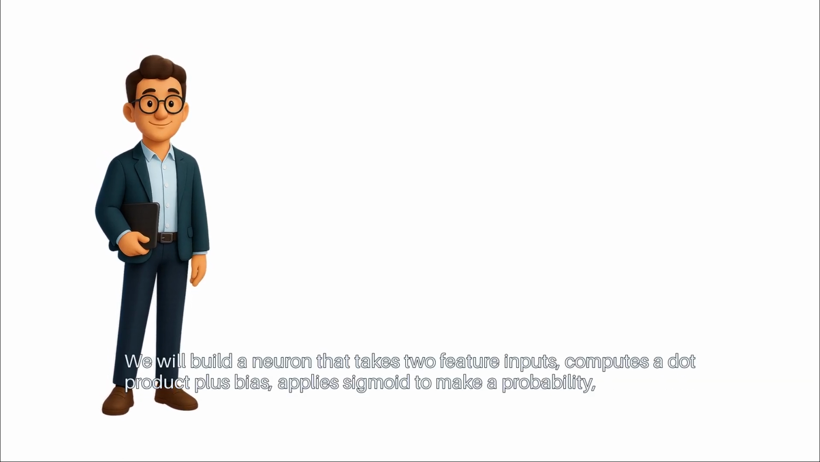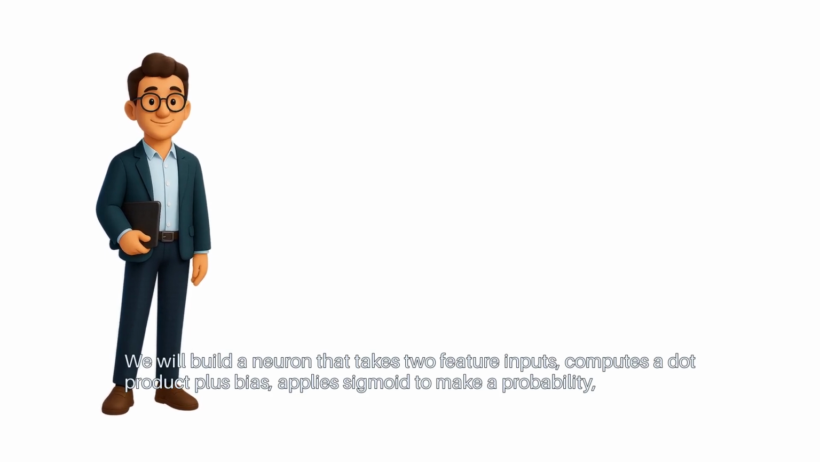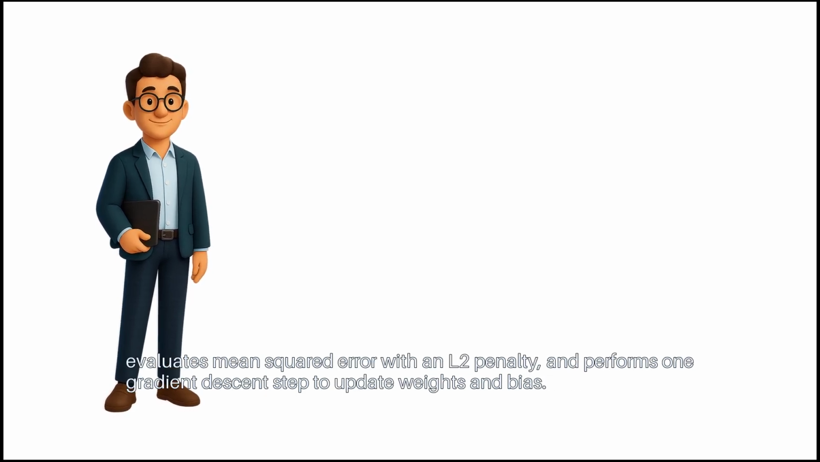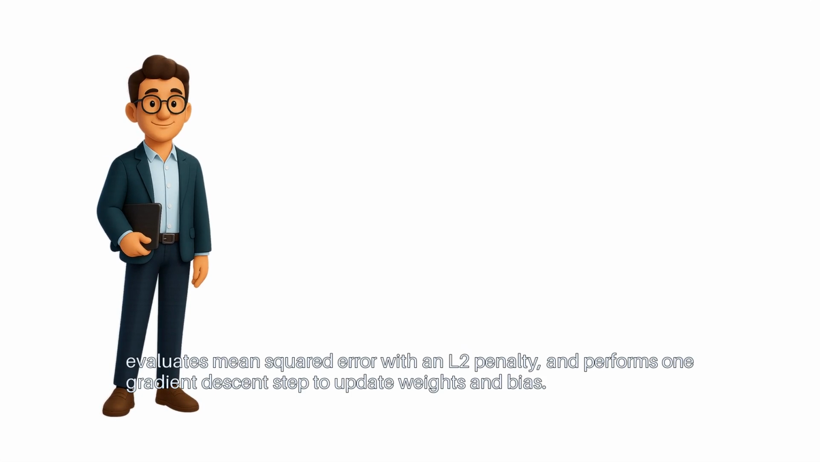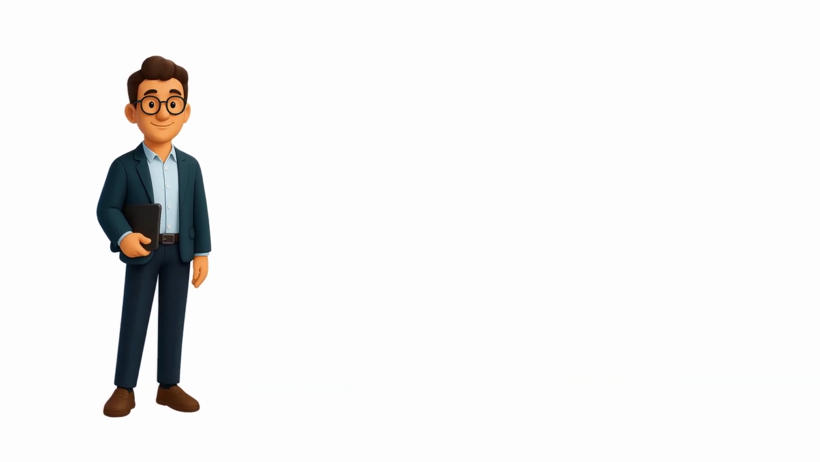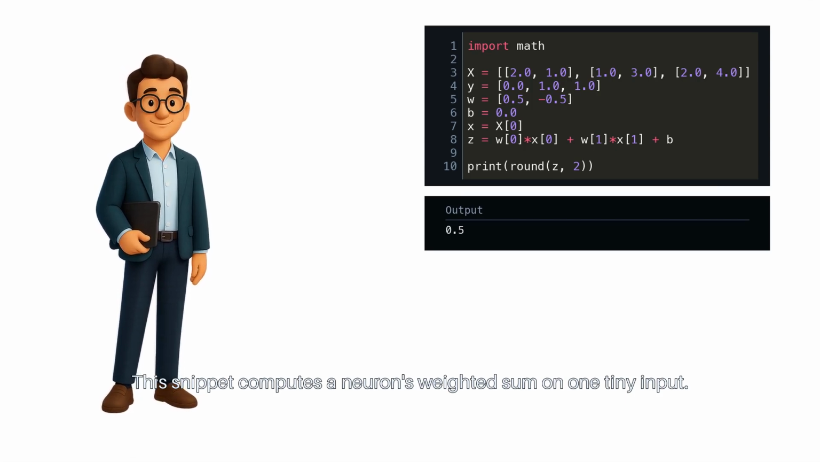We will build a neuron that takes two feature inputs, computes a dot product plus bias, applies sigmoid to make a probability, evaluates mean squared error with an L2 penalty, and performs one gradient descent step to update weights and bias. This snippet computes a neuron's weighted sum on one tiny input.